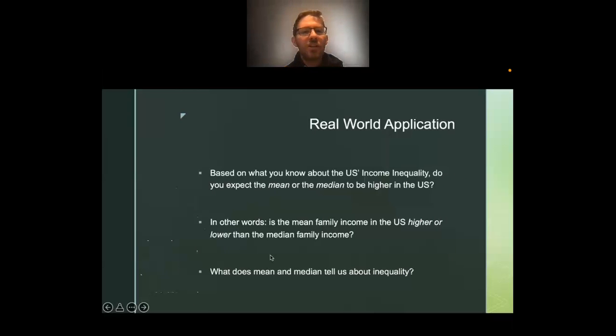I usually do this with people who are in class, so if you're interested, we can pull this up in class and do it together, but it would be a good idea to pause for a second and think, based on what you know about U.S. income inequality, which is skewed to the high end, to these really small but wealthy groups of people, do you expect the mean or the median to be higher in the U.S.? Or do you expect the mean family income in the U.S. is higher or lower than the median?